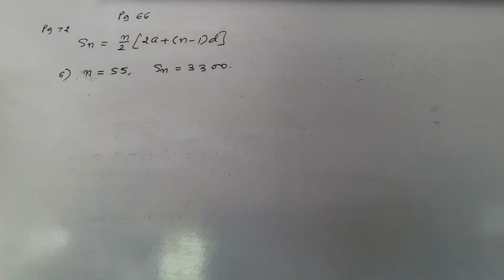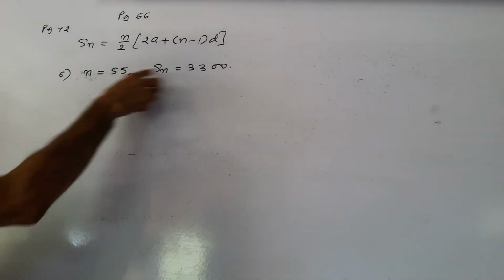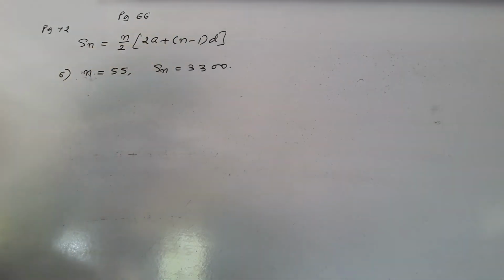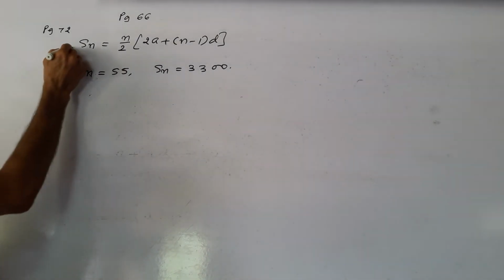3300, and we have to find the 28th term. Now only 2 variables are given. The third variable is not there. Even then, how can you find it out? Now look here.